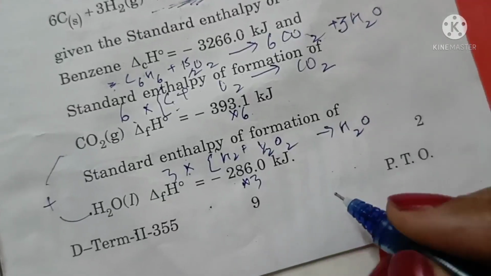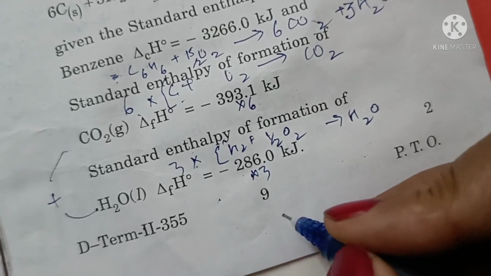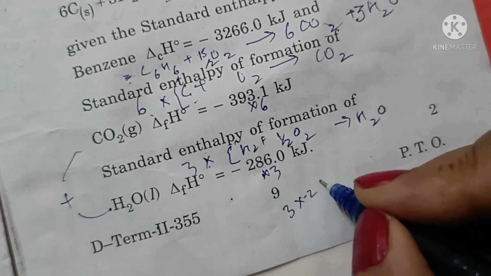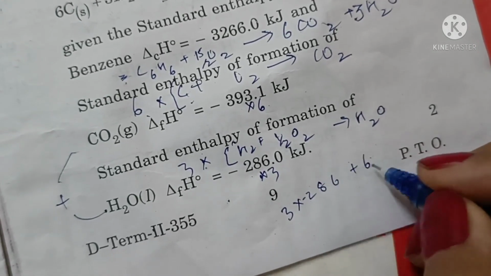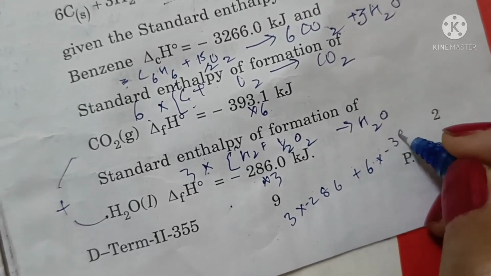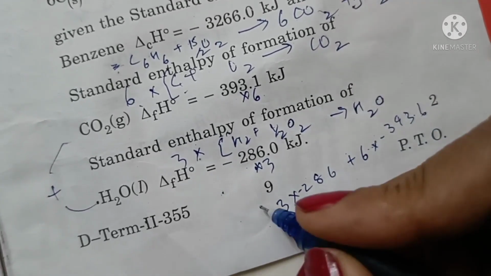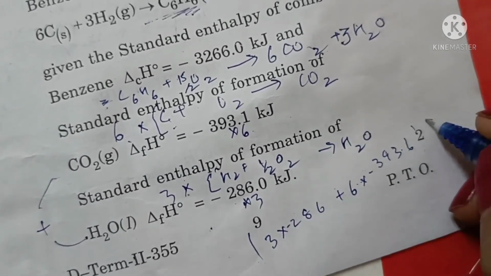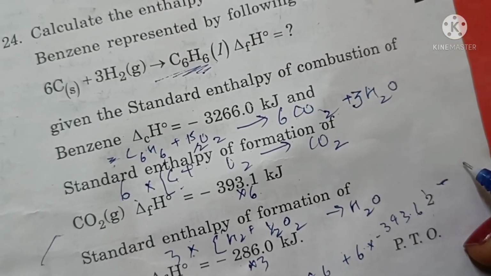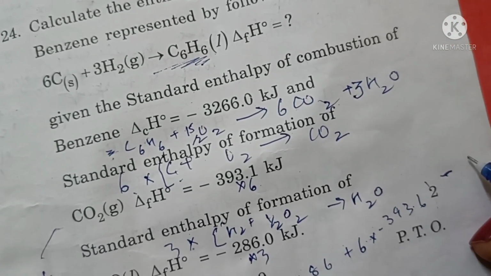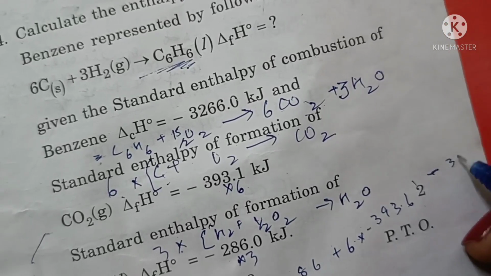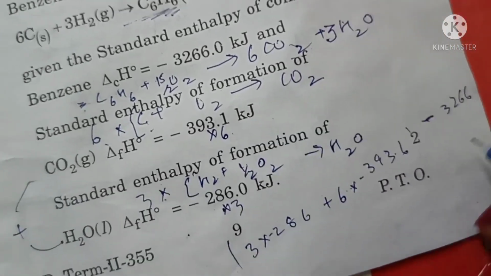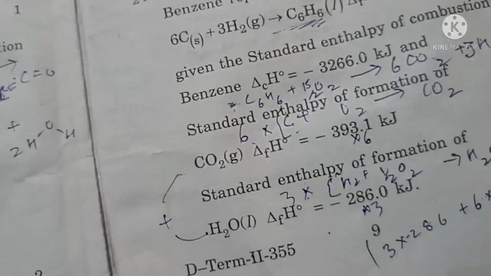So 3 into minus 286 plus 6 into minus 393.1 minus 3266 will give you the answer.